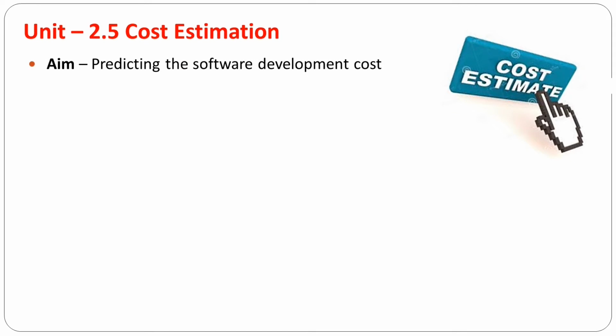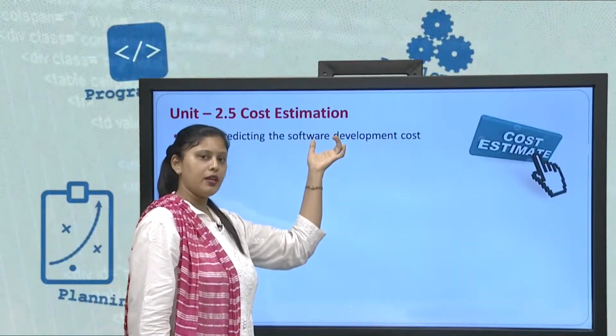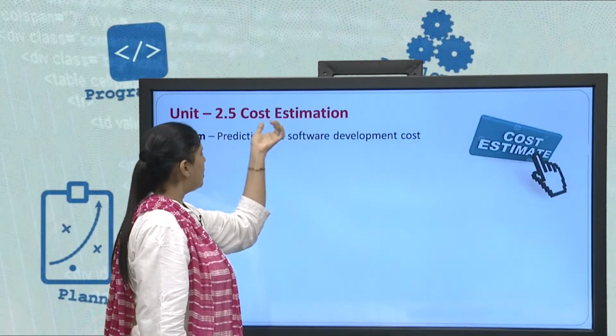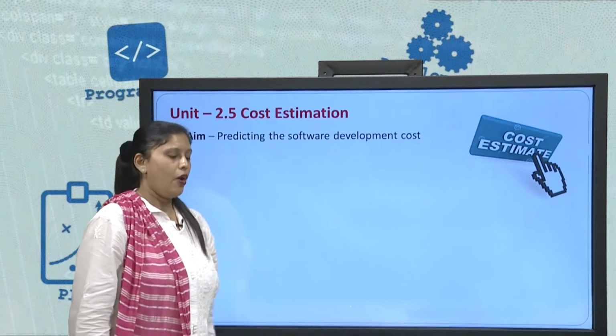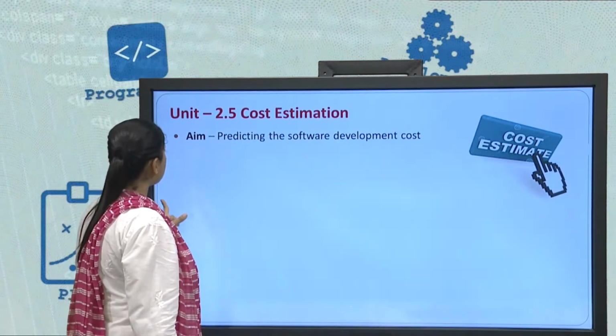First topic is cost estimation. What is its aim? It aims at predicting the software development cost. Now, if you read the term cost estimation, it itself states that it is going to estimate the cost for my software development. It is going to estimate or predict the cost for my software development. So, that is cost estimation.